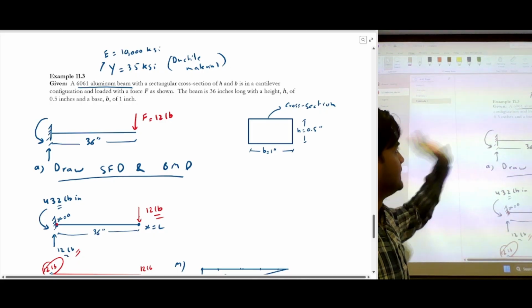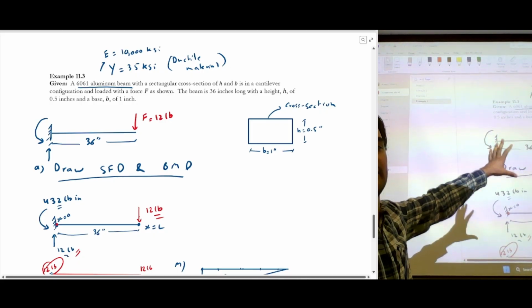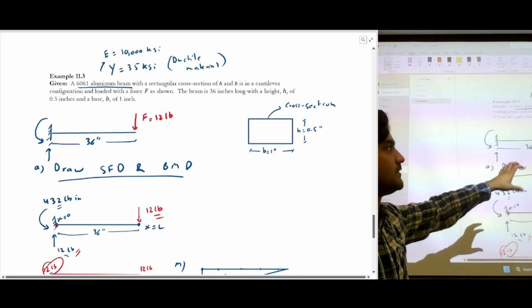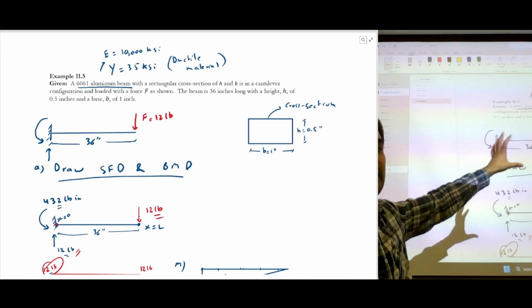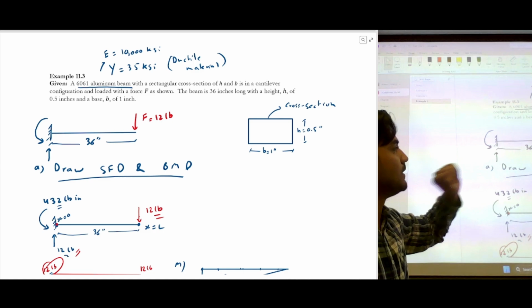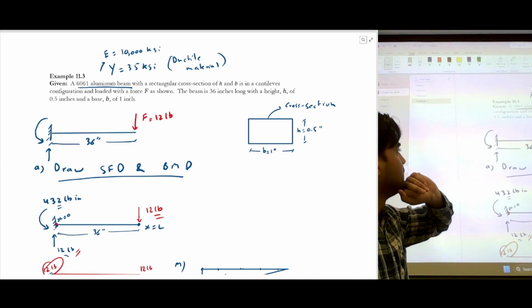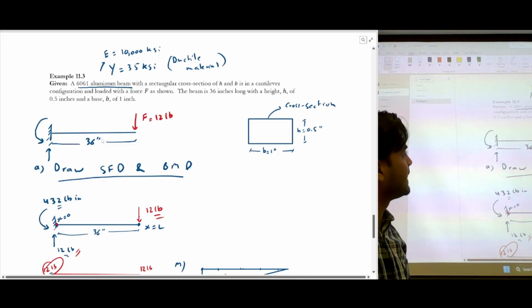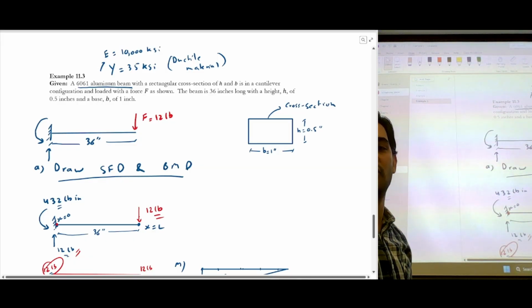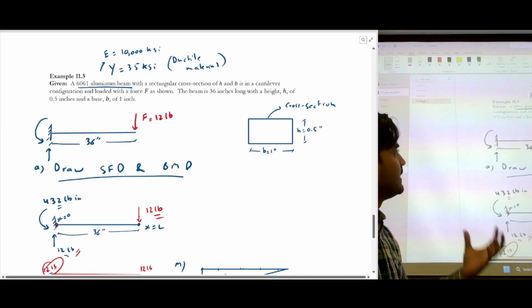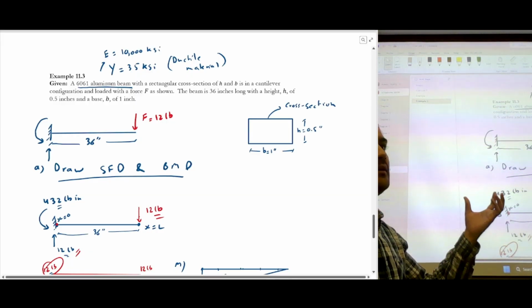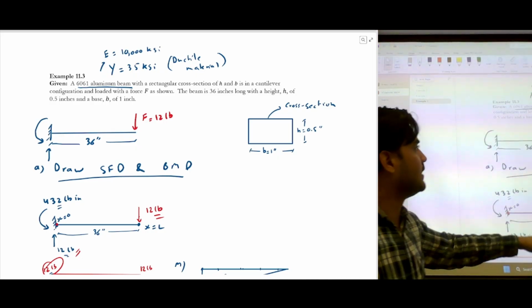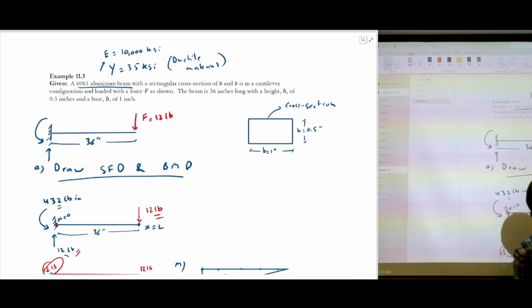So this is the last example, which is really comprehensive. It touches various concepts we have studied along the way during our course. So this is what we were doing before. What we have to do in this case is a cantilever beam with a force of 12 pounds. We have to figure out whether this beam will fail or not under this 12 pound force.